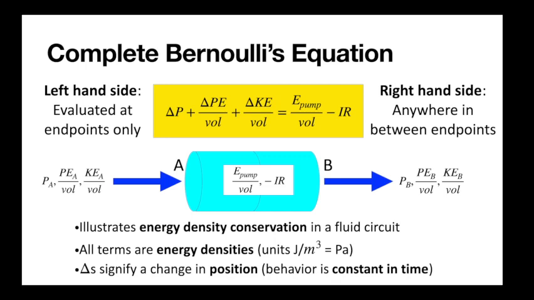This diagram here just kind of shows that. We have 3 values on the left, 3 values on the right for pressure, potential energy density, kinetic energy density, and E pump and minus IR in the middle. Questions on Bernoulli's equation, because this is pretty much everything you need for the quiz, first of all.